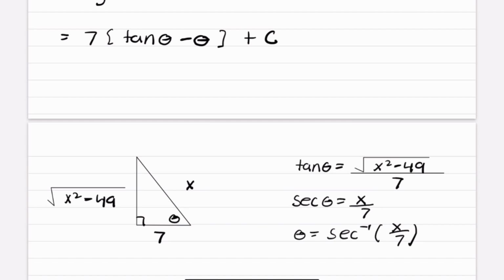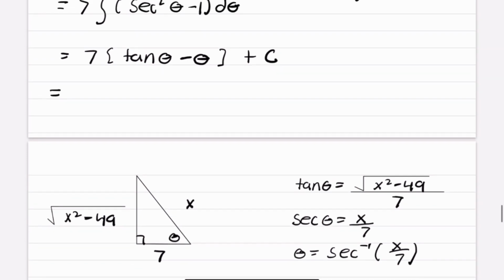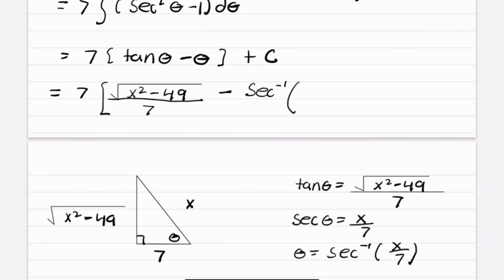So plugging that in, we have that our answer is equal to 7 times the square root of x squared minus 49 over 7 minus secant inverse of x over 7 plus c.